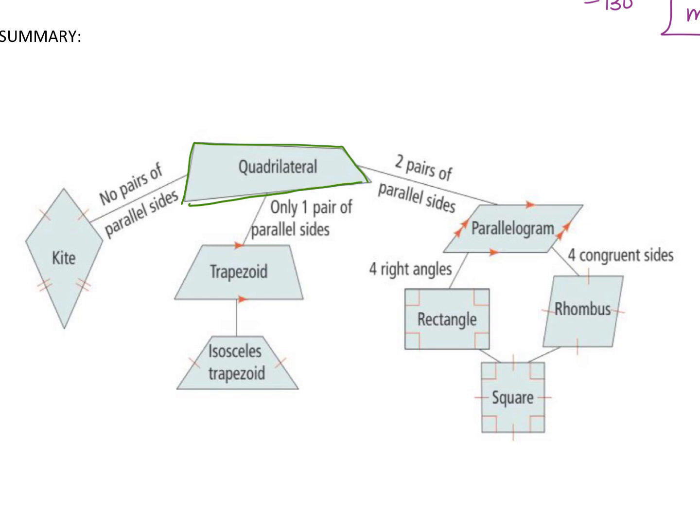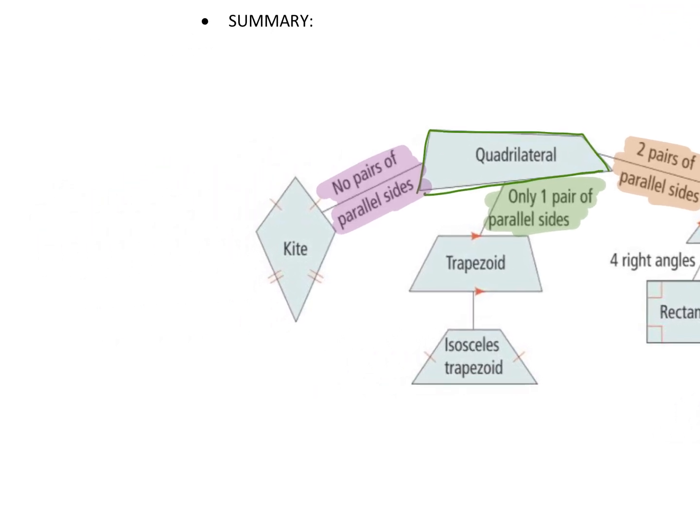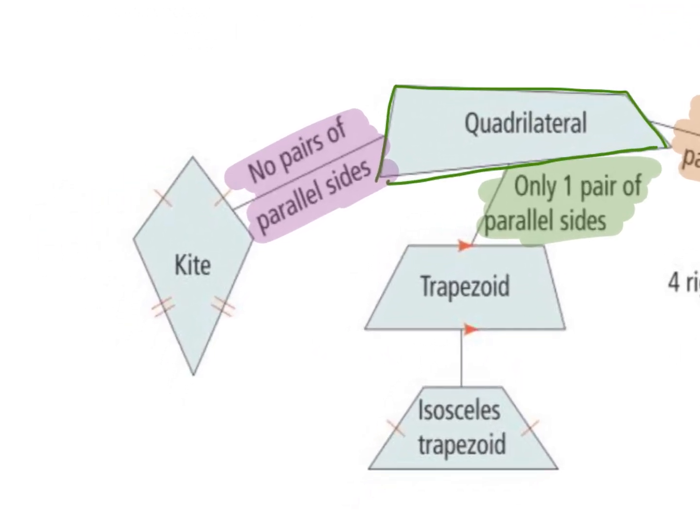There are three directions we can go here. There are no pairs of parallel sides, there's one pair of parallel sides, and there are two pairs of parallel sides. We're going to start on the no pairs of parallel sides because those are quicker. There's less information there, so zoom in on this.